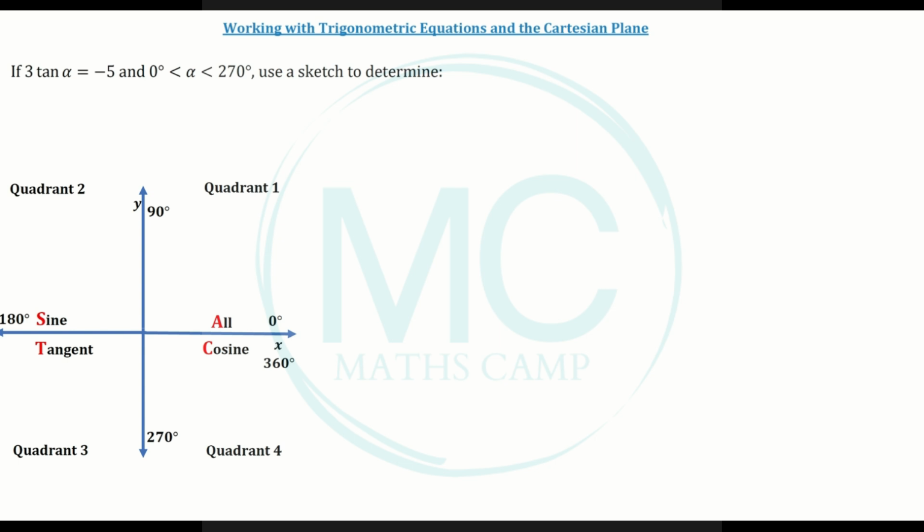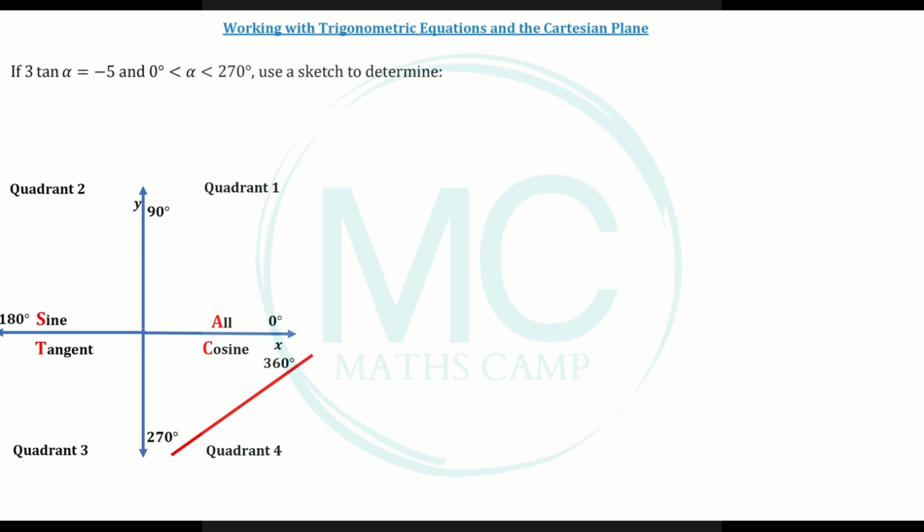The question tells us that angle alpha is greater than 0 degrees but smaller than 270 degrees. Quadrant 4 considers an angle greater than 270 degrees, which means that our terminal arm cannot lie in this quadrant. So let's put a red line through quadrant 4.